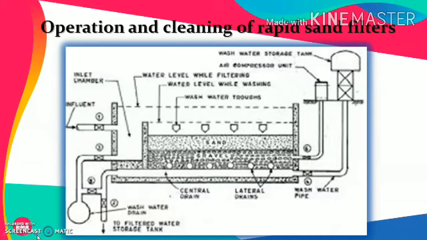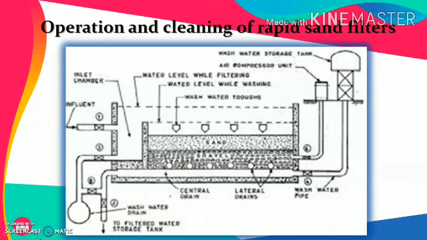So let's try to understand the operation and cleaning of rapid sand filters. The rapid sand filter consists of around 6 different valves located at various places for the appropriate control of the operation. Generally, the rapid sand filters, unlike the slow sand filters, are backwashed. It means that water is forced in a backward direction and the cleaning happens. So let's try to understand the actual operation and maintenance.